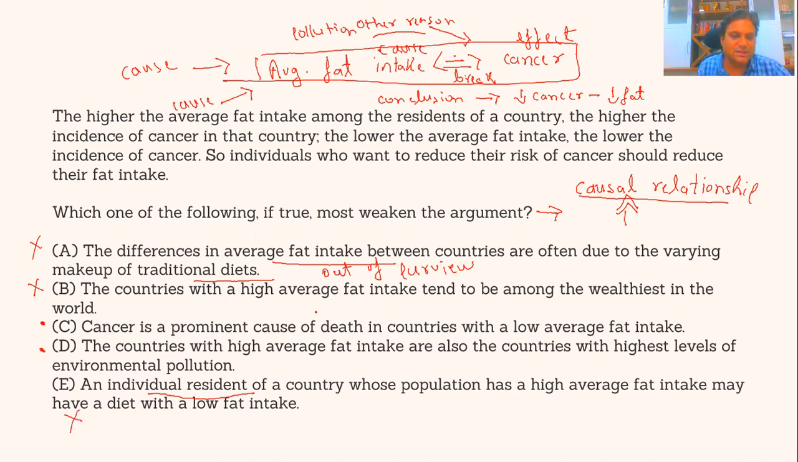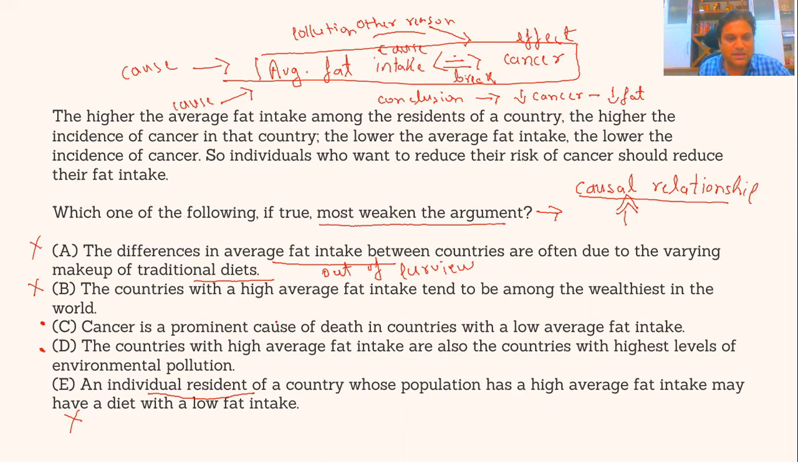Now, why is C not the answer, and why is D the answer? As I told you, D breaks this link. It gives me some other reason why there are chances of cancer. But you can say, sir, C is directly opposing what is mentioned in the passage. One, don't mark that, because we don't have to find something which is the opposite of what is being asked in the passage. We have to find the logic of weakening the argument. Second, it may look like it is directly opposite of what is mentioned in the passage. In fact, it is not. Let us see what it talks about. Cancer is a prominent cause of death in countries with a low average fat intake.